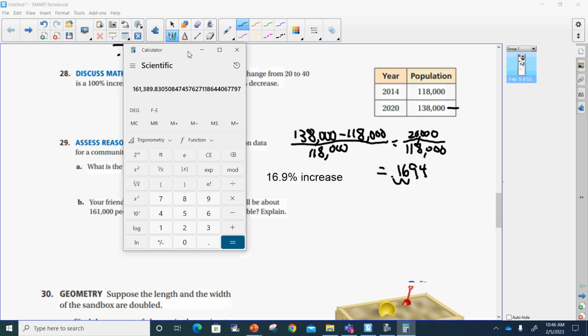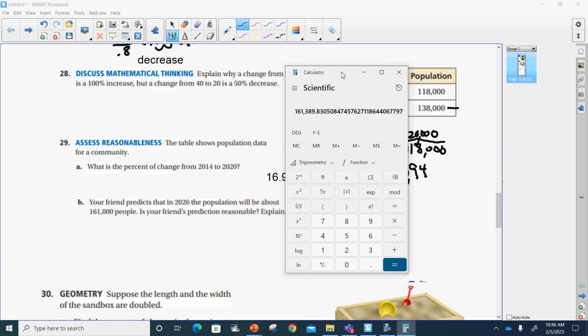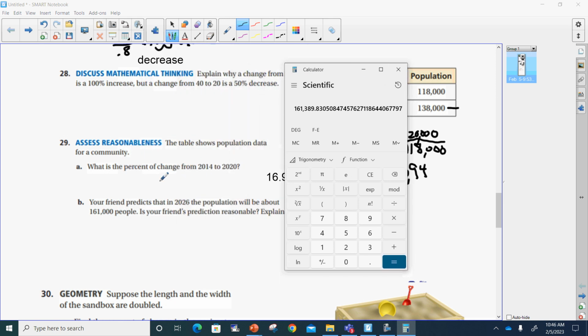Let's move this out of the way. 161,000, that's what we had here. 389. Yeah, so that's really close. So he's only off by about 400, right? He says about that. So I would say, yes, the prediction is reasonable.